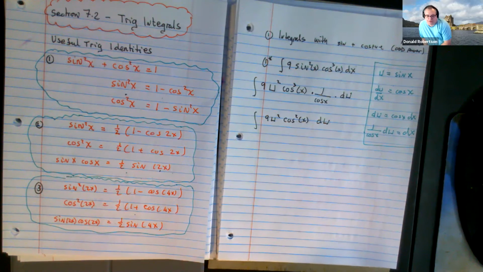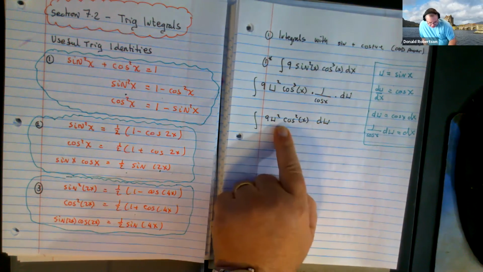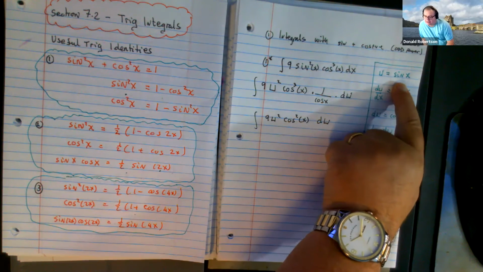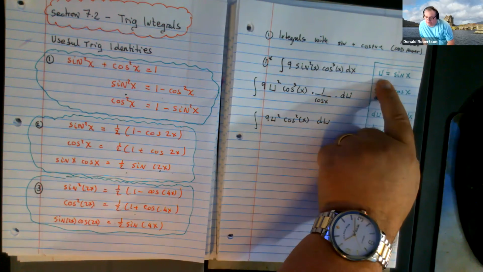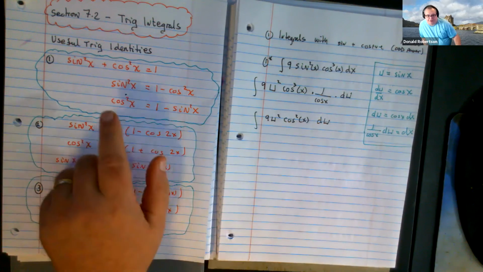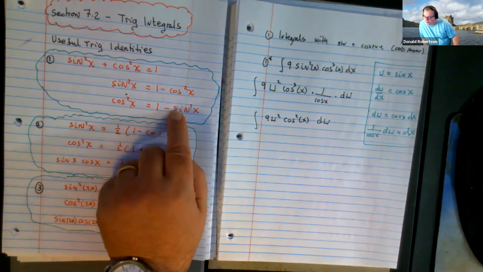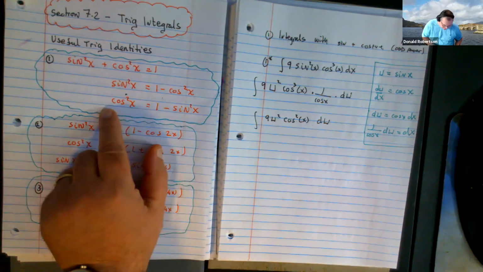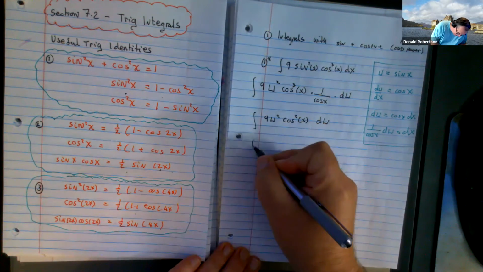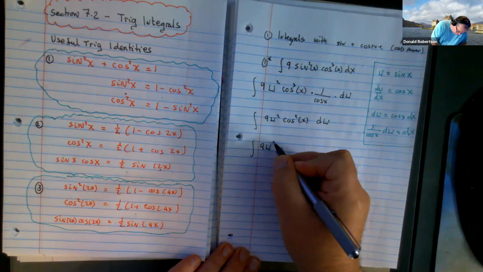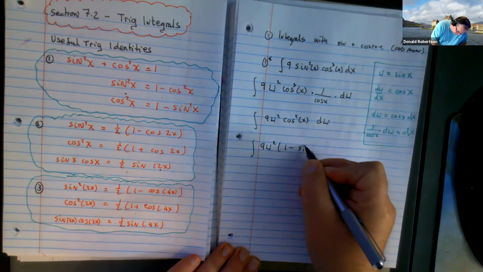And you might think, well, we're stuck because everything here needs to be in terms of u. In other words, everything has to be in terms of sine x, which then becomes a u. But that's what this is here for. Do you see cos squared equals 1 minus sine squared? You see that? So this fella becomes 9 u squared times 1 take away sine squared x.